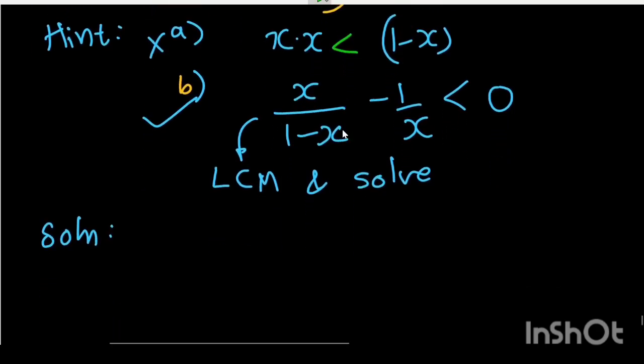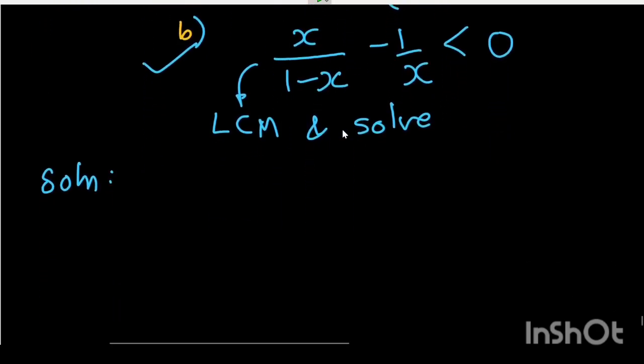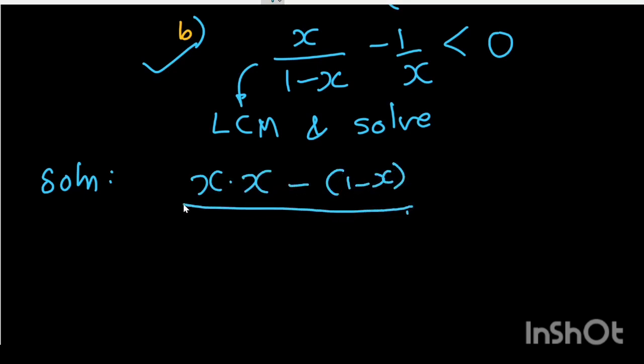So the second method we will do, we will take the LCM now and solve it. So taking LCM, x we will multiply here, 1 - x is multiplied here, and (1 - x)/x.